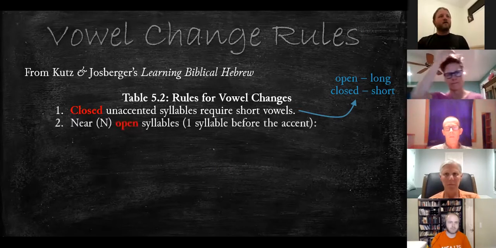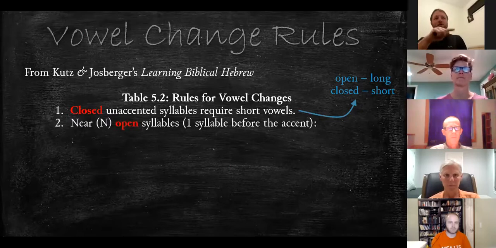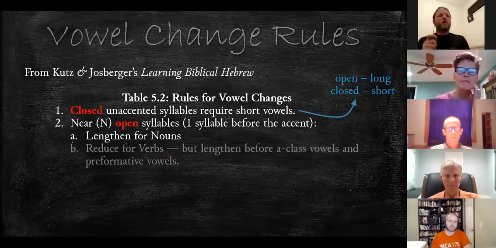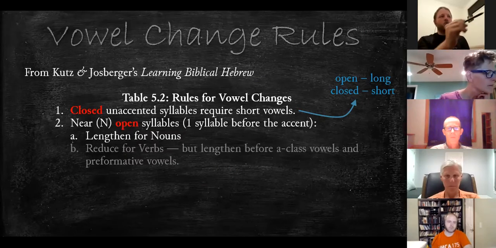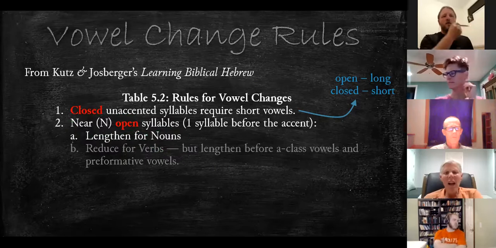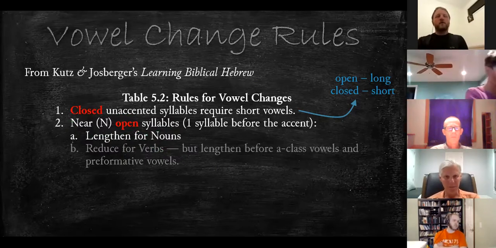So we'll put it in gray because that's what they did in their book. We're going to do that. And then, near open syllables. Remember, we have open syllables. Near open syllables. In nouns, they lengthen. In nouns, the near open syllable lengthens, becomes long. We said that open, long, closed, short.